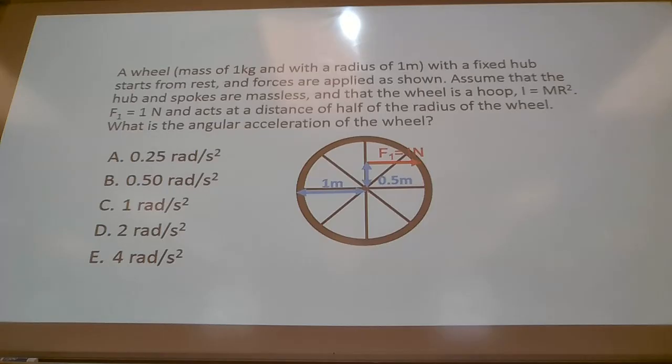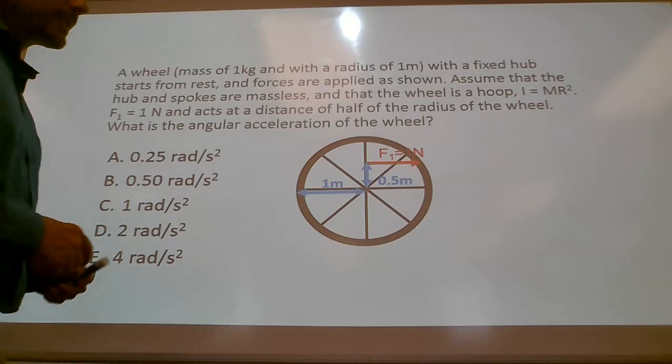I got 0.5. Gives it this force perpendicular to the radius, which you can see. That's what we were saying. The correct answer is B.